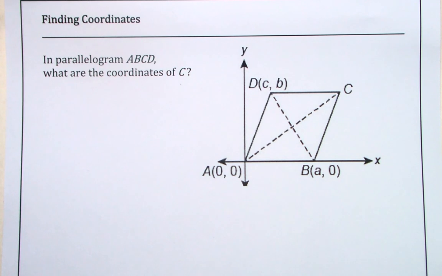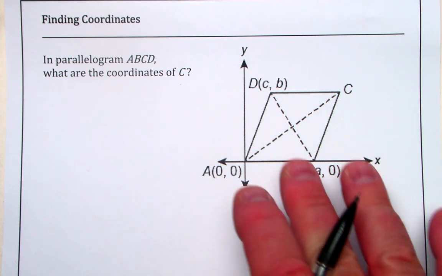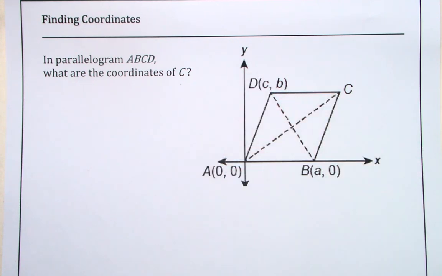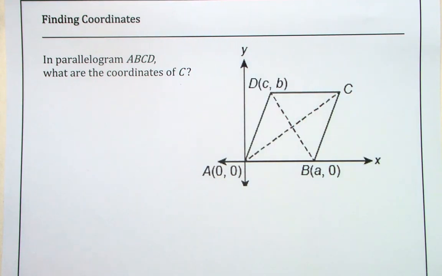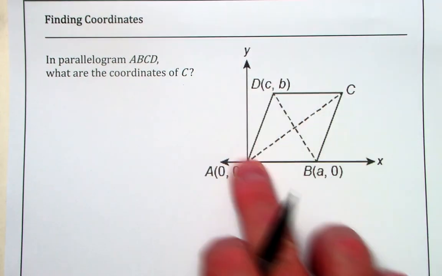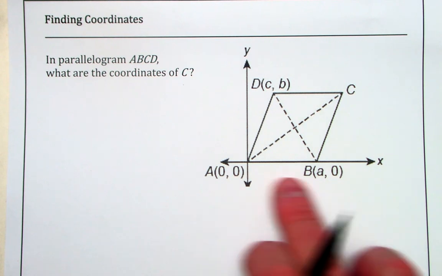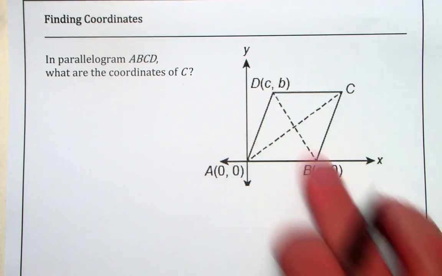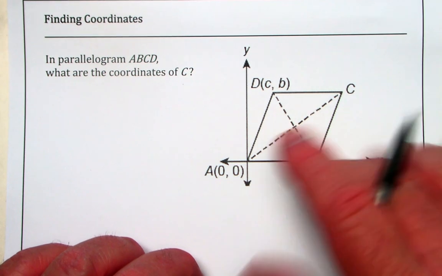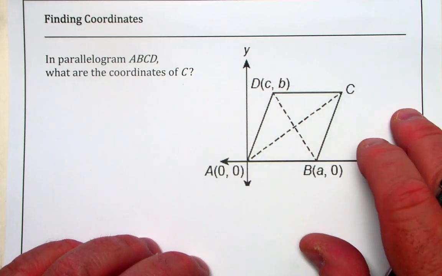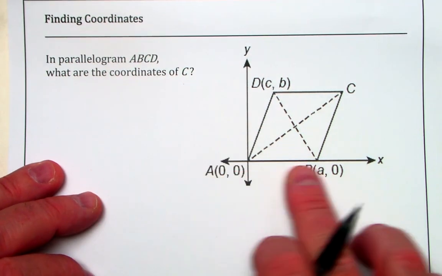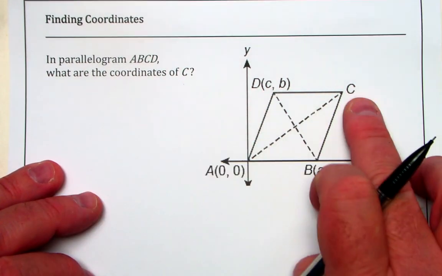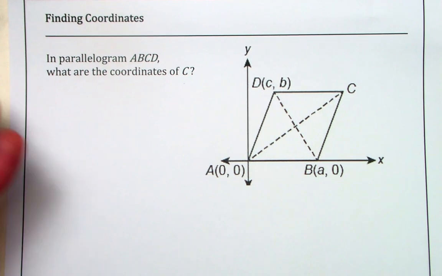Here's a problem I thought would be interesting to look at. We are looking at a parallelogram which is sitting on a coordinate plane, and we put it in a particular place. We want to identify the coordinates of this, and because we're using letters to represent our coordinates, this could represent any parallelogram. And so this question is asking, in parallelogram ABCD, what are the coordinates of point C?